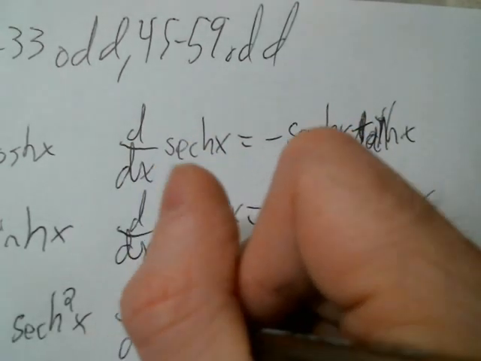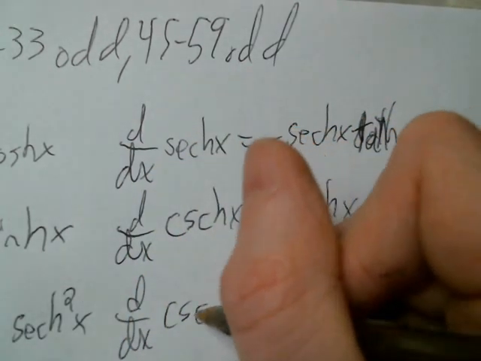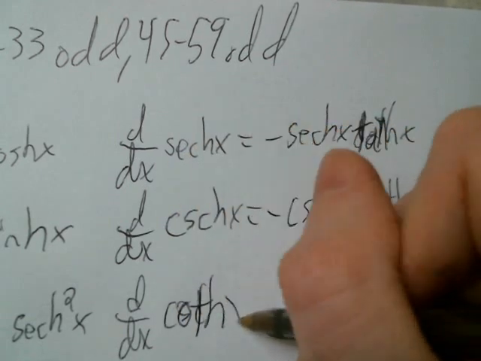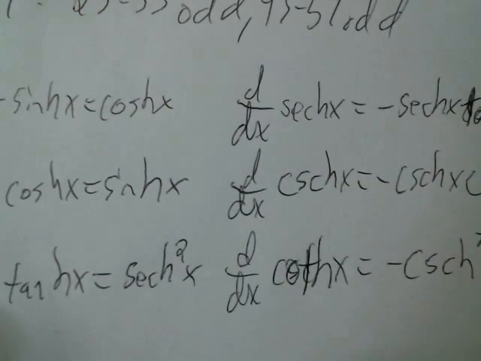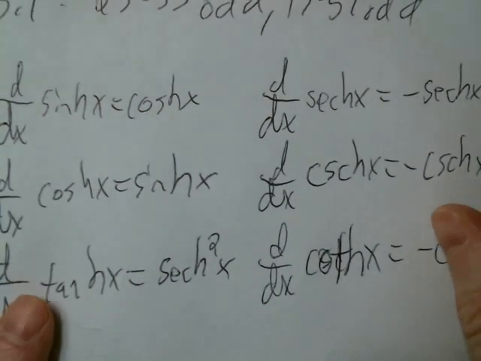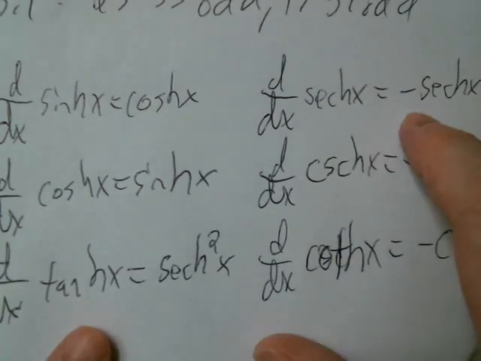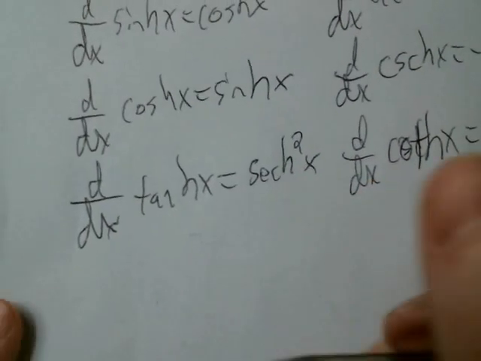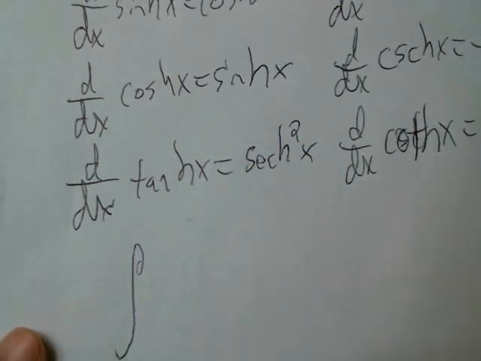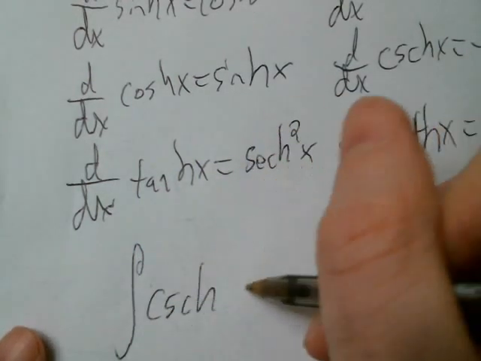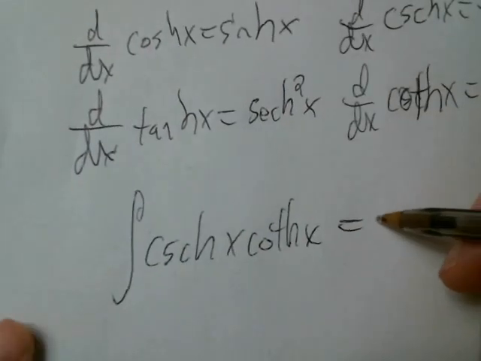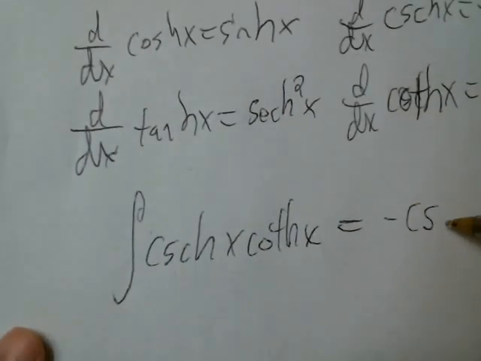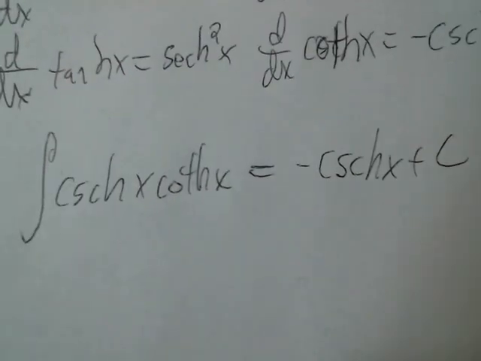The final one, the derivative with respect to x of coth, is negative cosech squared. Okay. So it wouldn't be a bridge too far to ask you to have these memorized. And then likewise the integrals, so just a random integral, the integral of cosech x coth x, of course, is just going to be negative cosech x plus c, right?